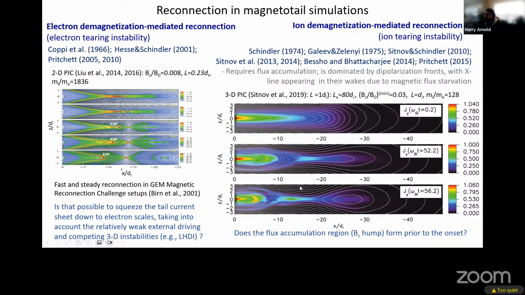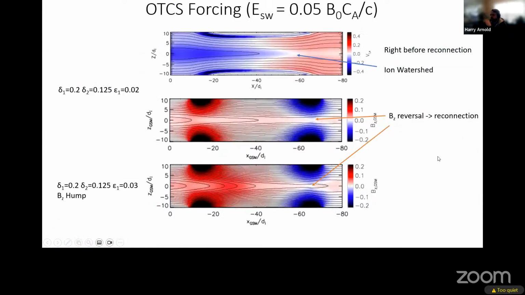And for both of these, there is observational evidence, and there are many simulations showing that these can truly destabilize this magnetotail configuration. So we started playing around with that in our new equilibrium. So this is just an overstretched thin current sheet with forcing. So there's no BZ hump.